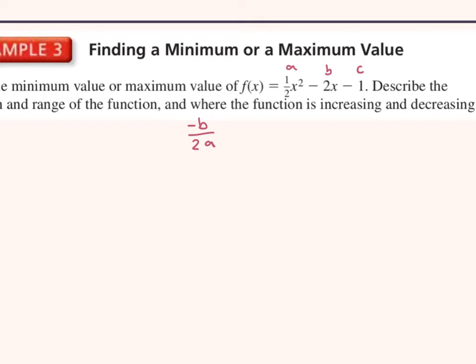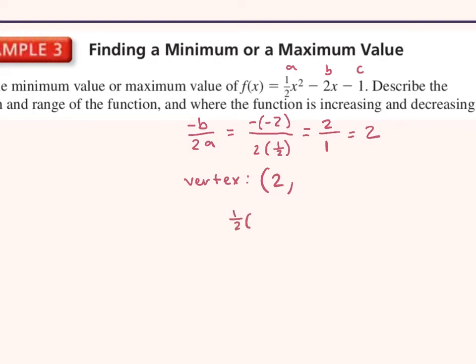So we have our a, b, and c here. So we would just plug in our a and our b. So this would be negative 2 over 2 times 1/2. Negative 2 would just make it a positive 2, and 2 times 1/2 would be 1. So our x value in our vertex is 2. How do we find the y value in our vertex? Plug in the x. Perfect. We plug in 2 for the x.